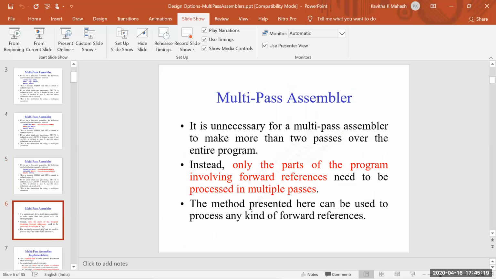So when I say a multi-pass assembler, remember that it doesn't mean that a multi-pass assembler has to make more than 2 passes over the entire program. Instead, only those portions of the program that involve forward references need to be processed in multiple passes. I repeat, a multi-pass assembler need not make more than 2 passes over the entire program. Instead, only those parts of the program that involve forward references need to be processed in multiple passes.